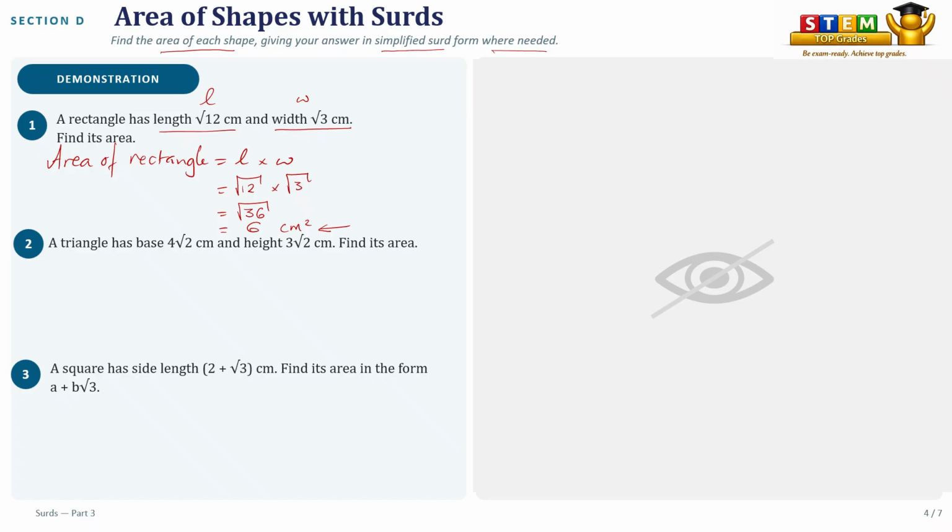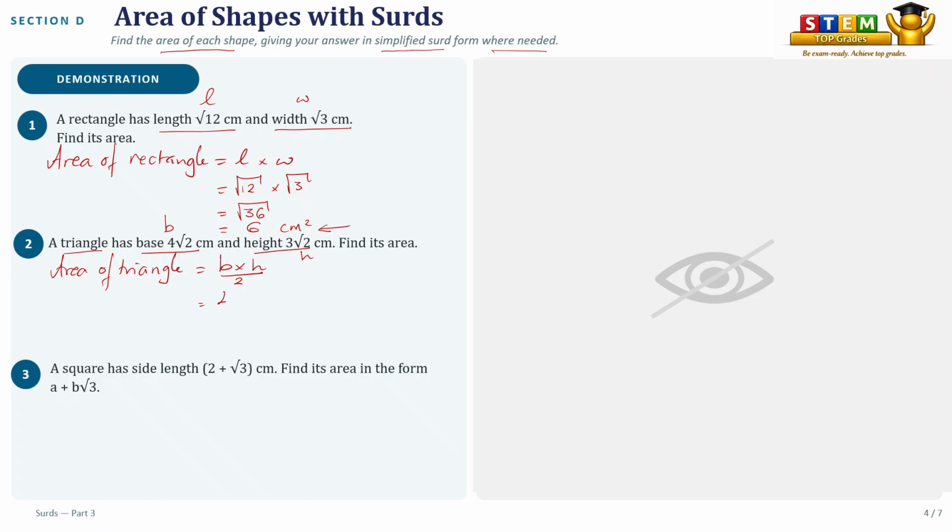Moving on to the next question, we've got to work out the area of a triangle here. So area of a triangle, if you remember the formula, it goes like this. It's base multiplied by height divided by 2. So we've got the base, letter B, and the height, letter H. So let's multiply them together and halve that.